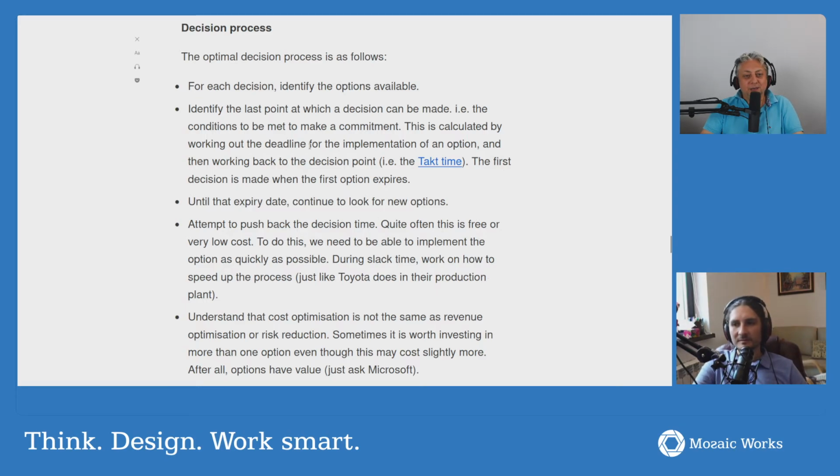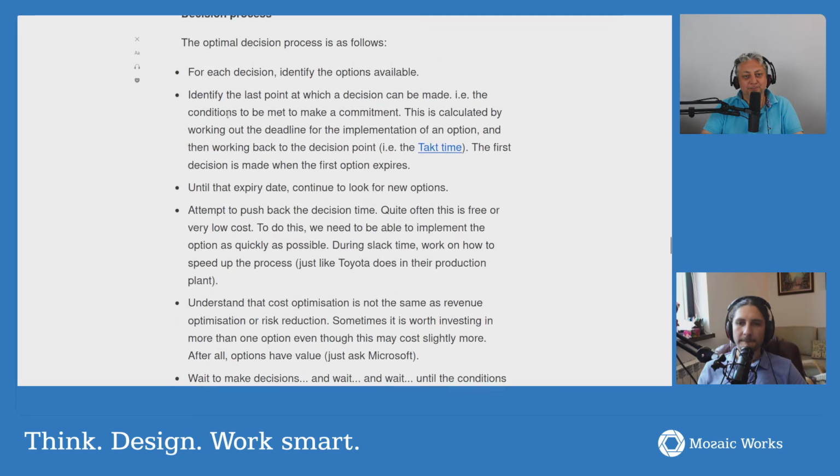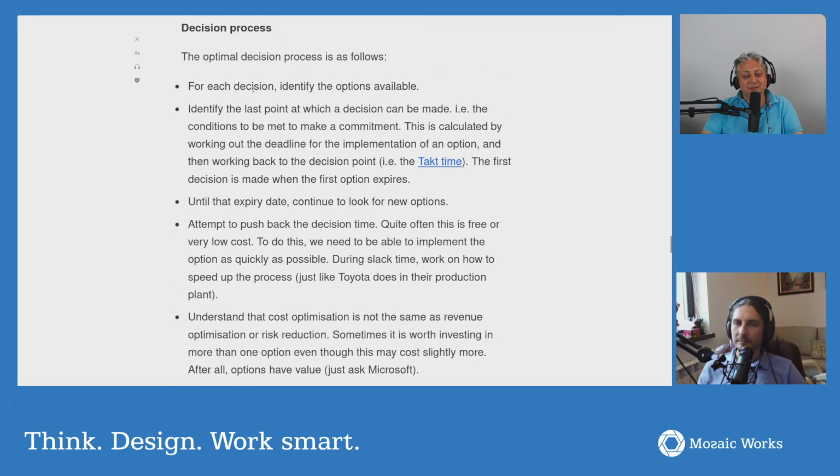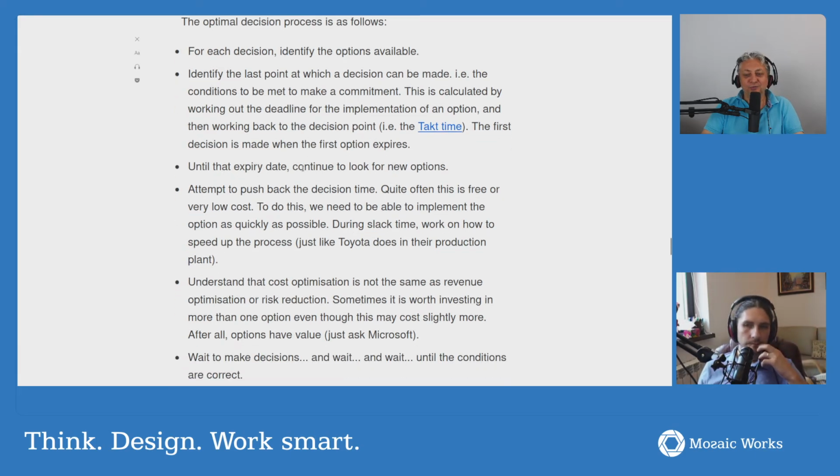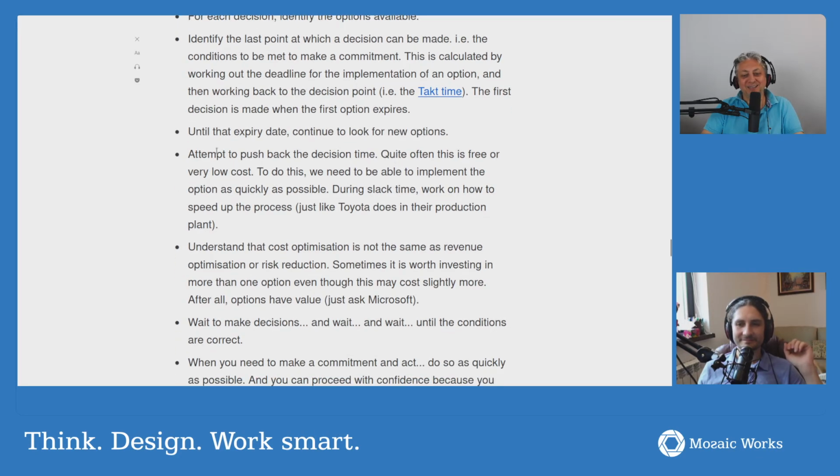Okay, I've come to this part of the article, which is quite interesting. I'll just go a little bit through it and then see what we learn. So what he says is the optimal decision process is as follows. For each decision, identify the options available, identify the last point at which a decision can be made, that is, the conditions to be met to make a commitment. Until that expiry day, continue to look for new options. I think that's the hardest part. Attempt to push back the decision time.